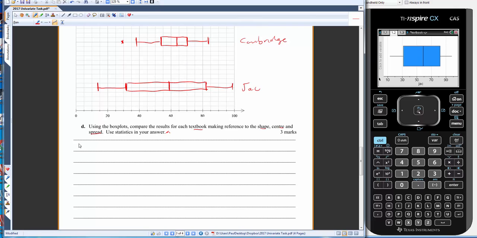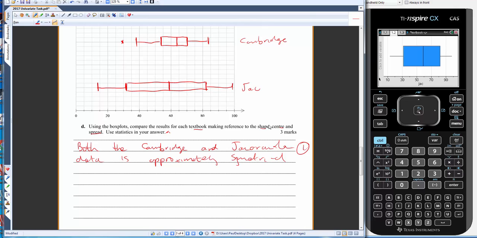So we're going to say that both the Cambridge and Jacaranda data is approximately symmetrical. Okay, so there's 1 mark allocated for that.